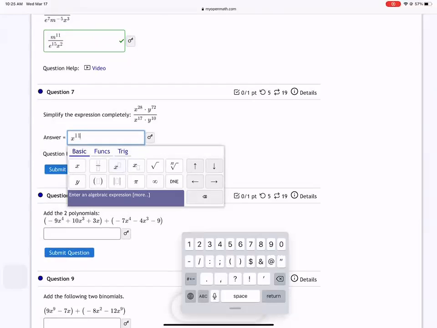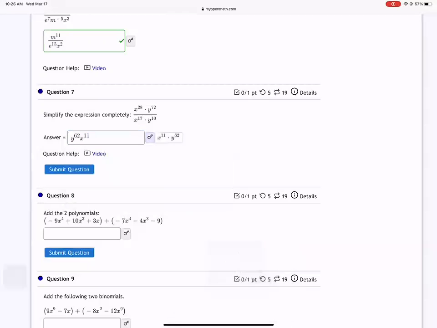And the y's, click out, click this side. Come on, let's go, click out. So much easier with the mouse. Okay, forget it. Y, exponent, and we have 62 left. Okay. And that's what the answer is.